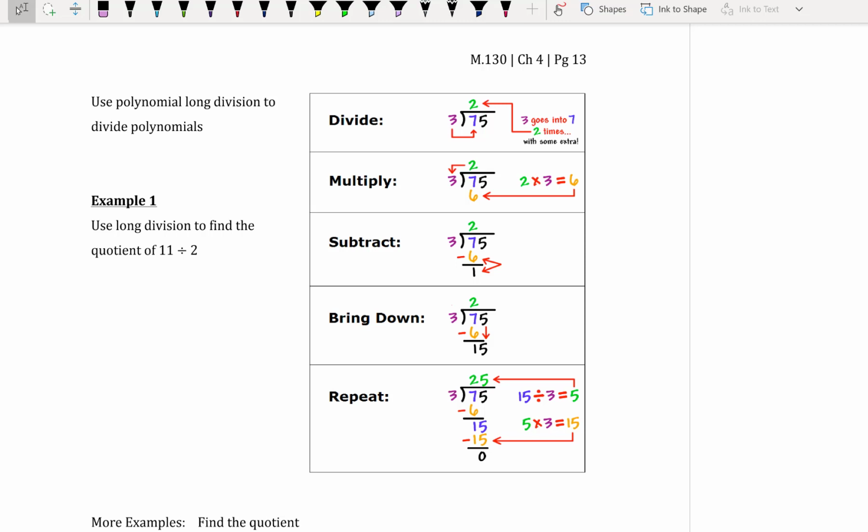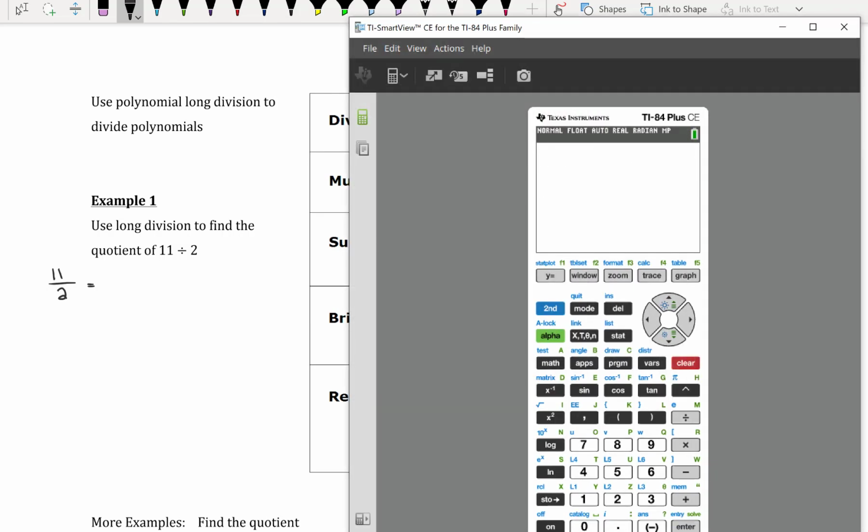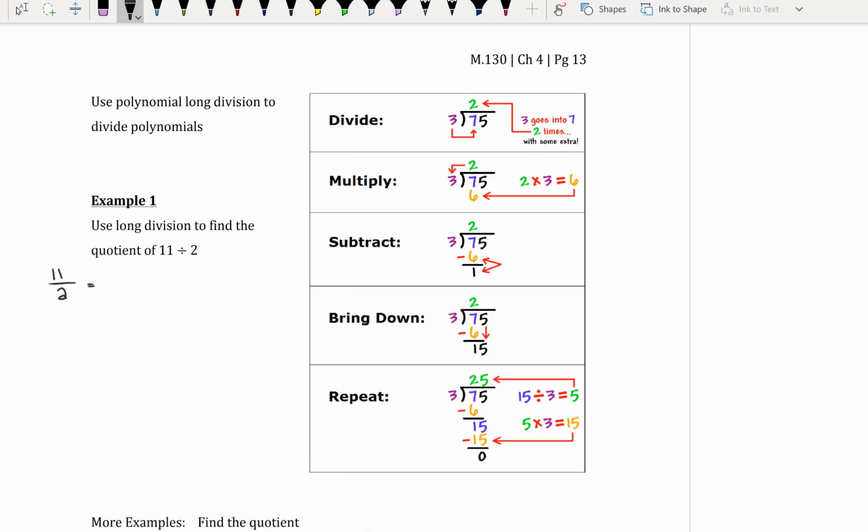So for example, if we have 11 divided by 2, then I know that I have 11 and my denominator is 2. So when I rewrite this in long division, the denominator is going to go out in front. So I'm going to have 2 that goes into 11, okay?